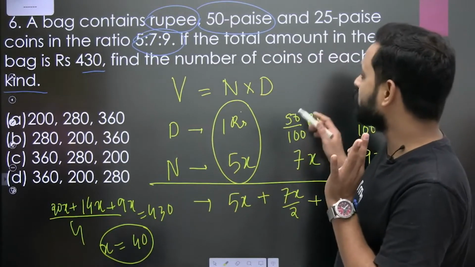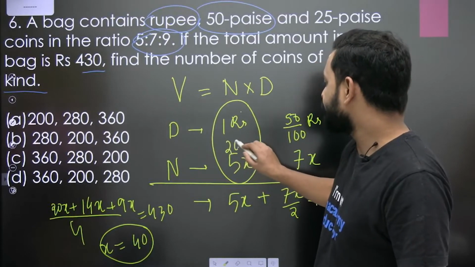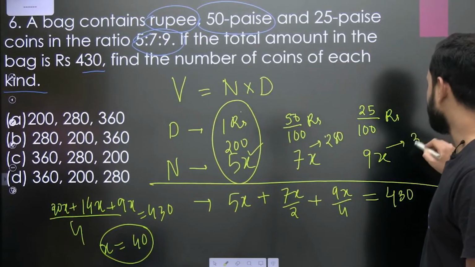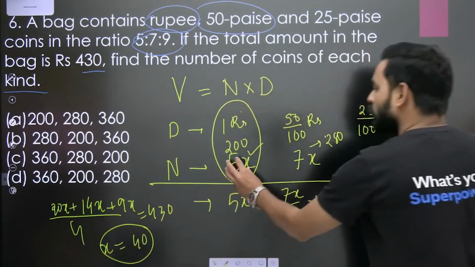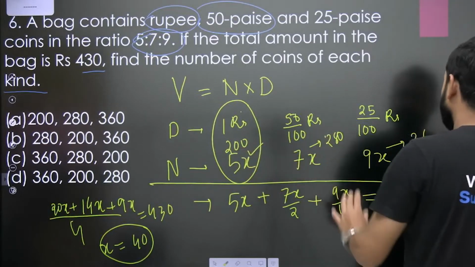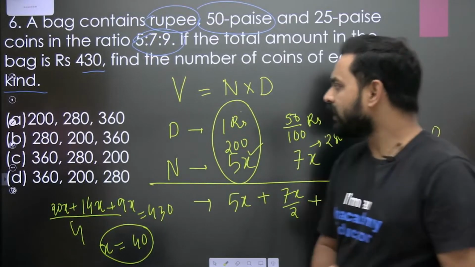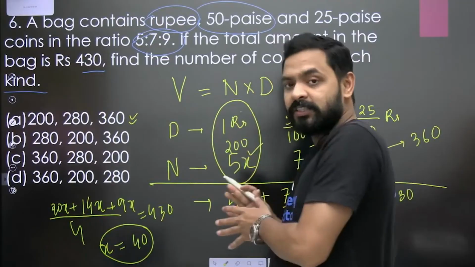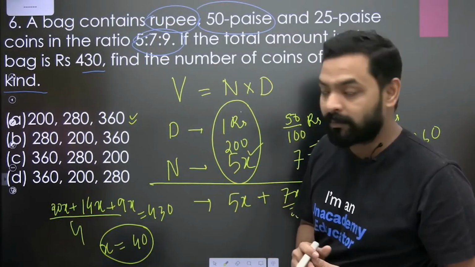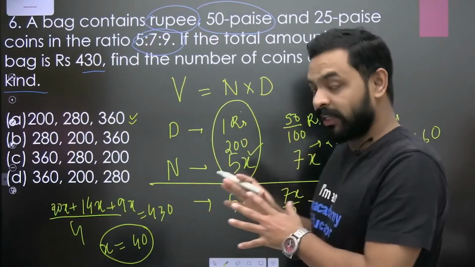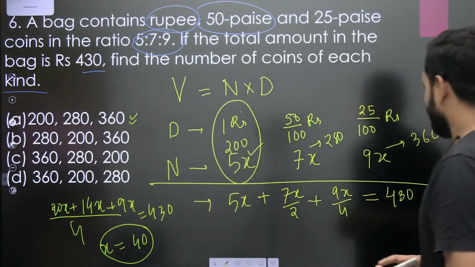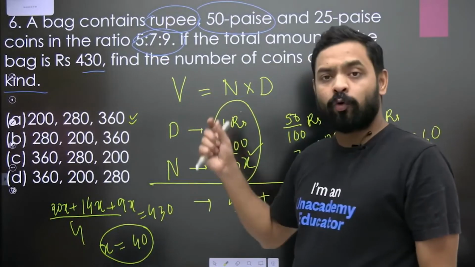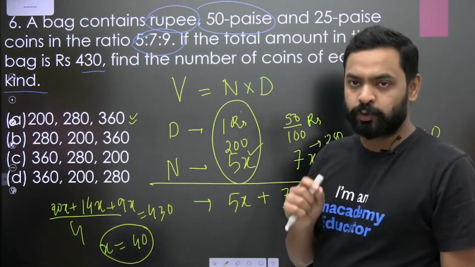What is the number of coins of each kind? 5x is 200, 7x is 280, and 9x is 360. So that's the answer, option A. Now this is the basic question. It's a very easy question, I know, and a lot of you might be able to solve it. This is the way. We'll take up some different varieties of questions. In this particular question, you can also go backwards from the options, the reverse gear approach, as I usually call it.